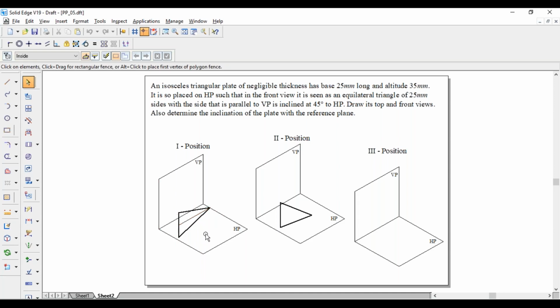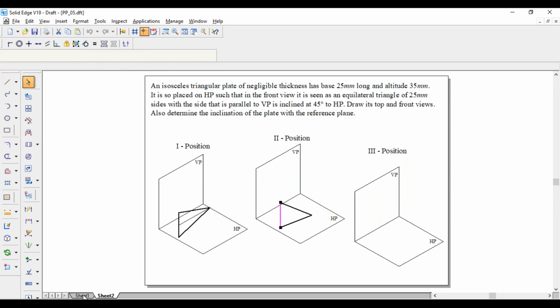We have to construct the front and top views. As it is resting on HP, the front view is on the XY line, whereas the top view is away from the XY line. In the second position, he has not given the angle phi. He has given it in such a way that instead of this isosceles triangle, in the front view it has to look like an equilateral triangle. For this, we have to draw the front and top views. In the third position, this side is parallel to VP. This side has to make an angle of 45 degrees with respect to HP, and we have to construct the front and top views. So this is the solution for this problem.